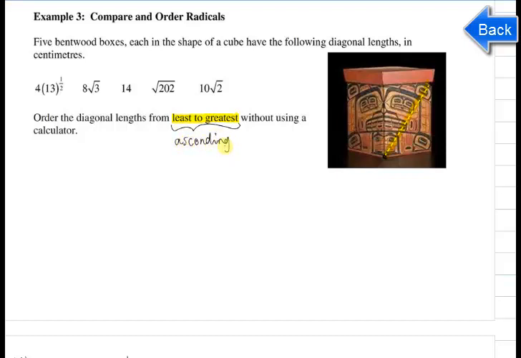Okay, that means like if you were going to go up, it would mean like you were going up a staircase, right, from the bottom to the top. And if you were descending, that would mean going from the greatest to the least. Now you're being asked to order these diagonal lengths without using a calculator. So what you're going to have to do then is to make sure that you write them all as entire radicals.